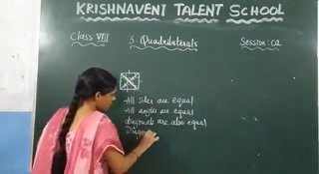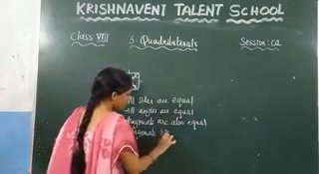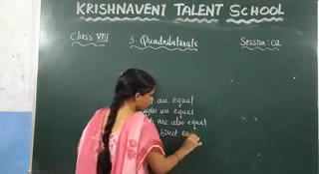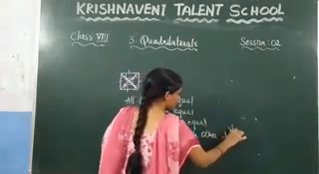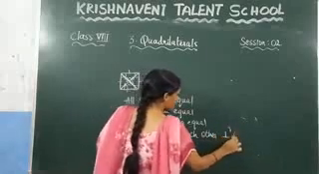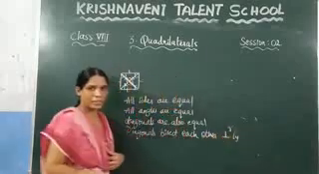You can see here the diagonals bisect each other perpendicularly. I am writing like this, perpendicularly. This is the symbol, you know that, for perpendicular.